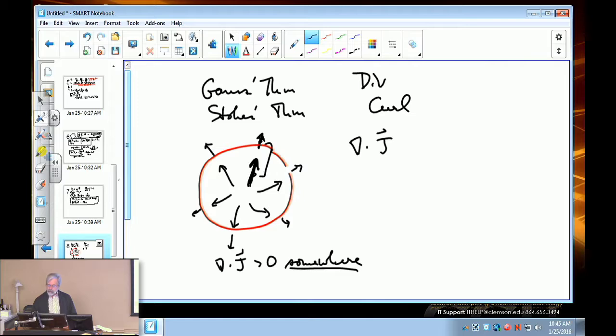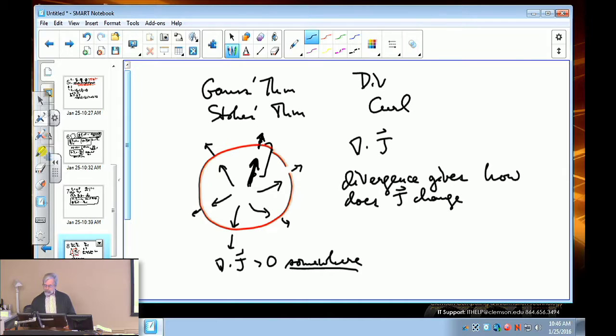And then you can maybe understand why it's written as the dot product of the gradient operator with the vector, right? Remember, the dot product gives you what do the two vectors have in common. Now, in this case, the gradient is not a vector itself, it's an operator, but that dot product gives you how does J change parallel to itself. The derivative is now parallel to J because I'm taking the dot product. So the divergence measures, or gives, how does J change parallel to itself.